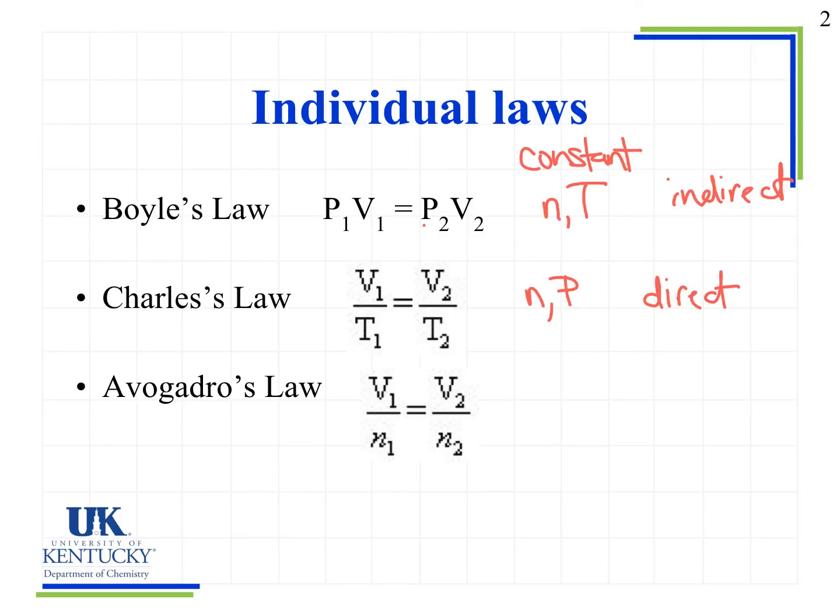The last one we'll look at is Avogadro's law, and the two variables that are missing here in the equation, and the reason they're missing is because they are constant, are our temperature and our pressure. And this is also a direct relationship. If the volume increases, going from V1 to V2, the number of moles of gas must also increase as we go from N1 to N2.